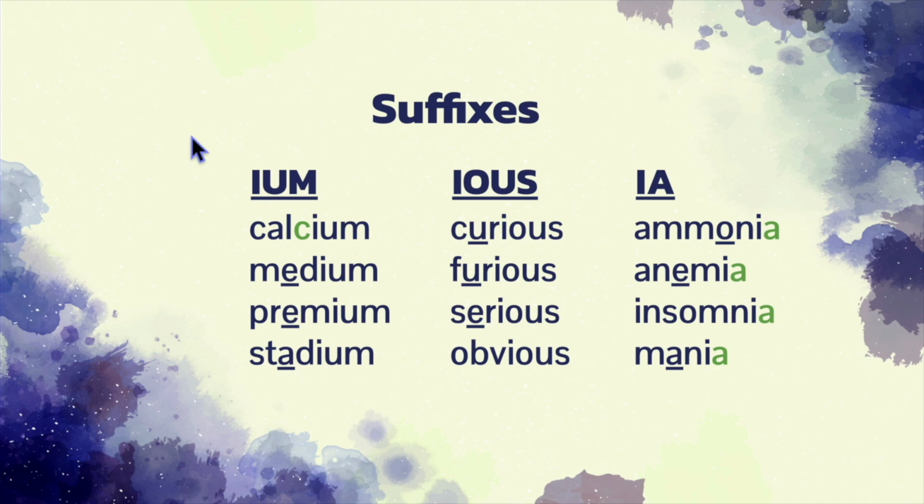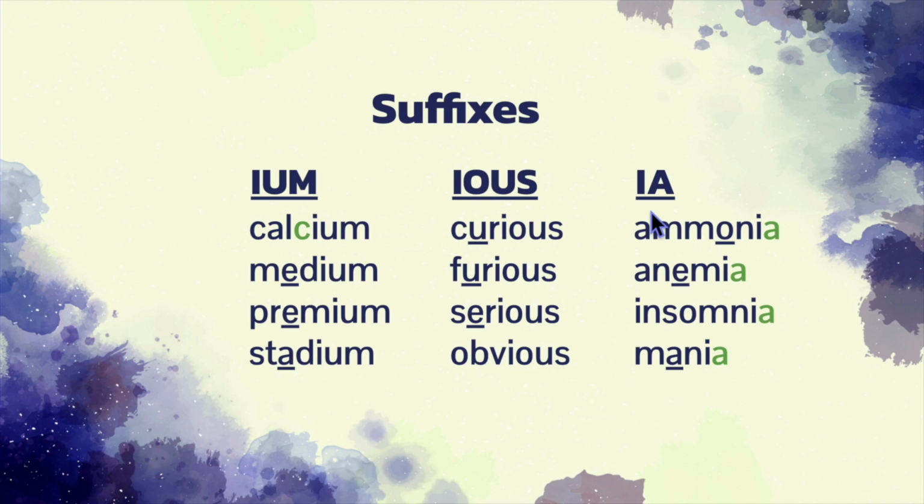Here are some more suffixes where I takes on a long E sound. We have EUM. This C will have its soft sound of S because of the I. Calcium. All of these vowels are underlined and will have their long sound. Medium, premium, and stadium. Here is the suffix EUS. OU usually has the sound ow, but when it's in a suffix, it takes on more of a short U sound. So this whole suffix is EUS. So here we have curious, furious, serious, and obvious.